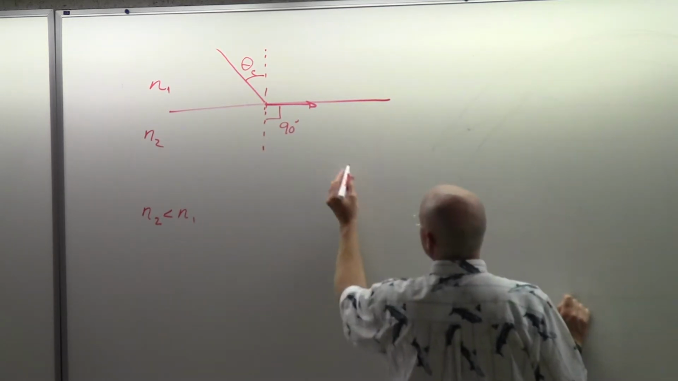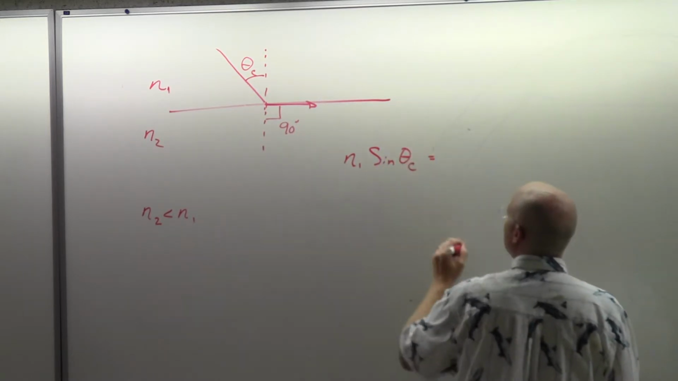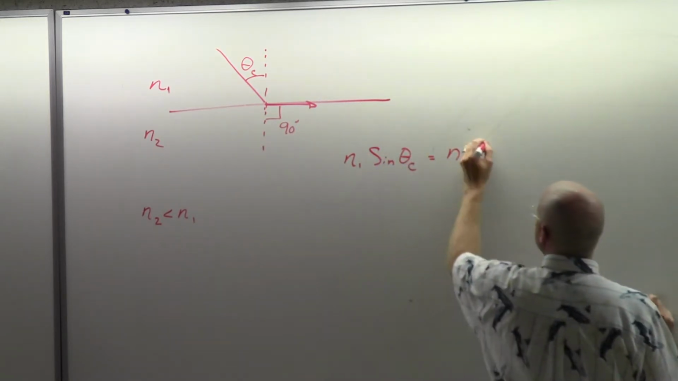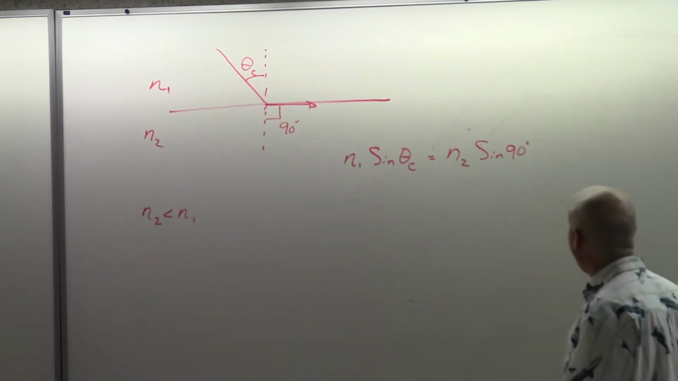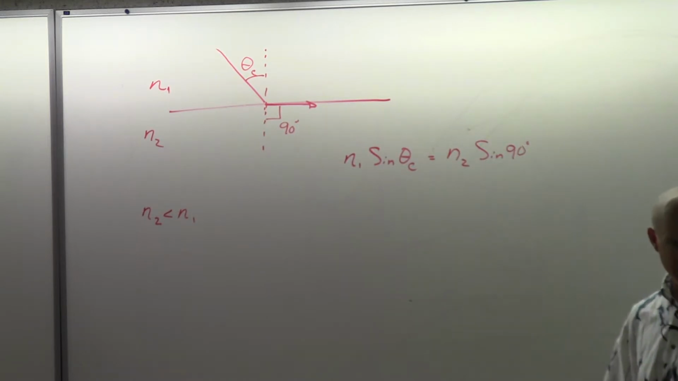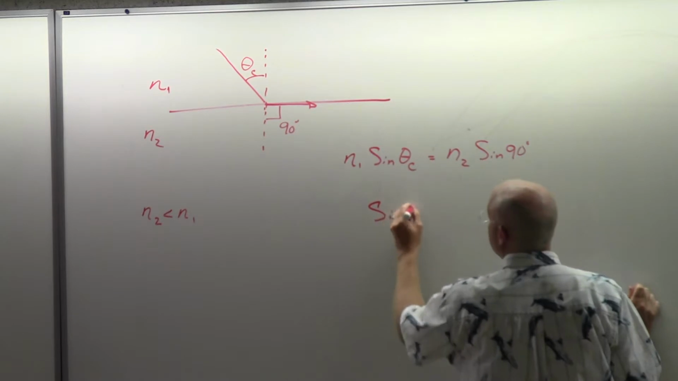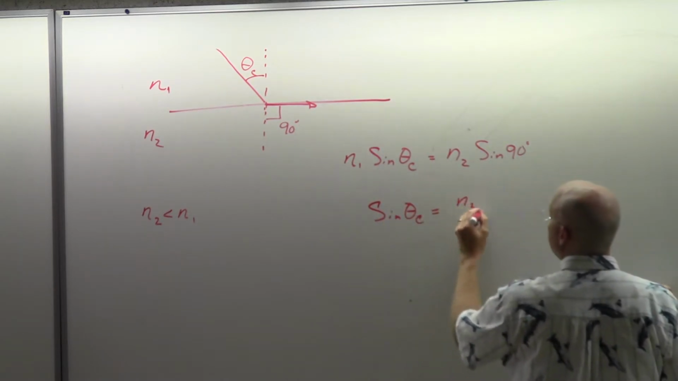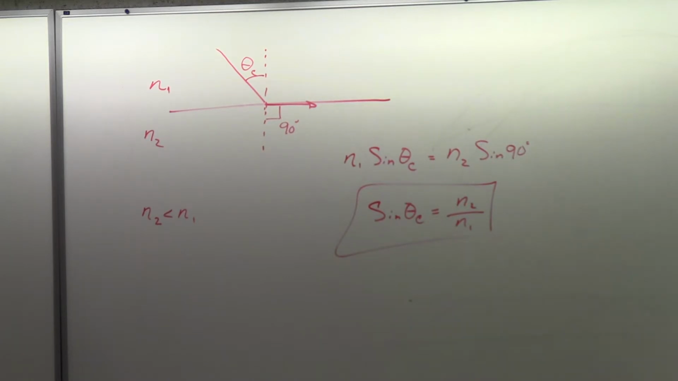When we apply Snell's law, we would go n1 sine of the critical angle equals n2 times the sine of 90 degrees. Sine of 90 is 1, right? So sine of the critical angle would be n2 over n1. And so there would be our critical angle.